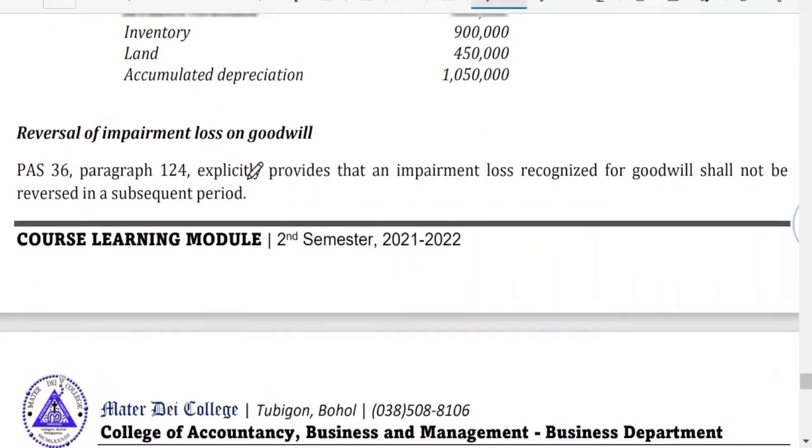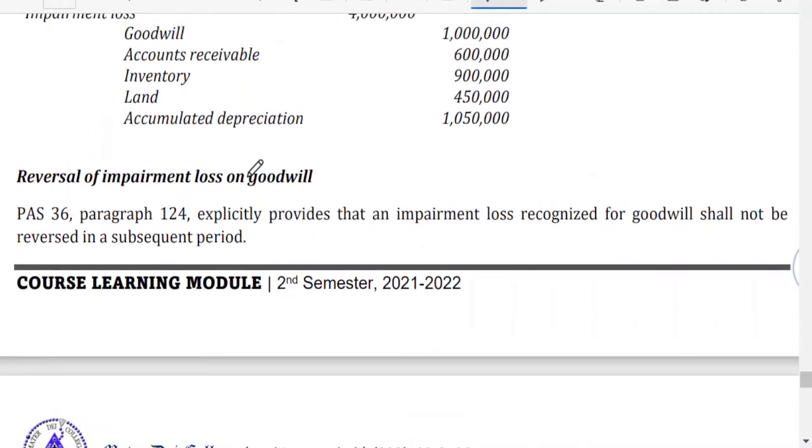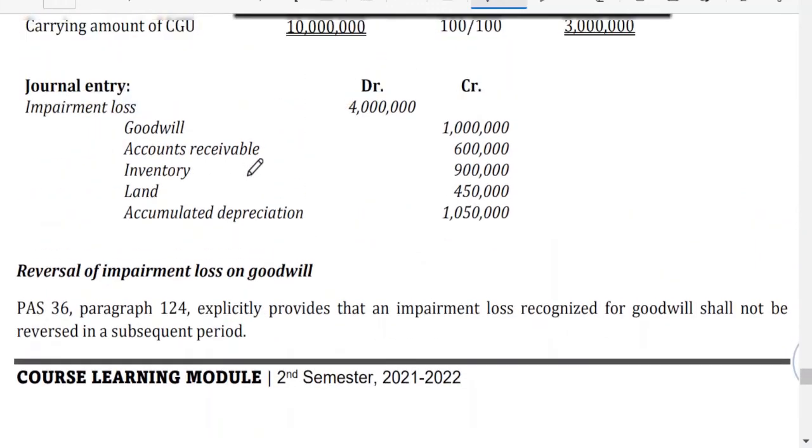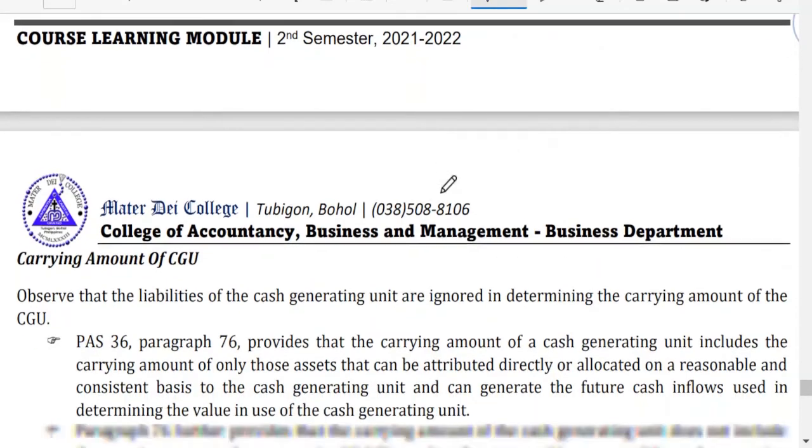So, can you reverse the impairment loss that was charged against a goodwill? Accordingly, PAS 36 states that an impairment loss recognized for goodwill shall not be reversed in a subsequent period. Therefore, only the impairment loss that was recognized previously in the other assets can be reversed.